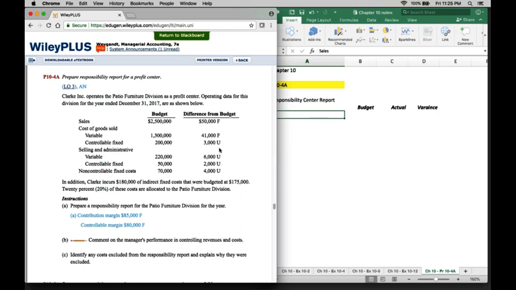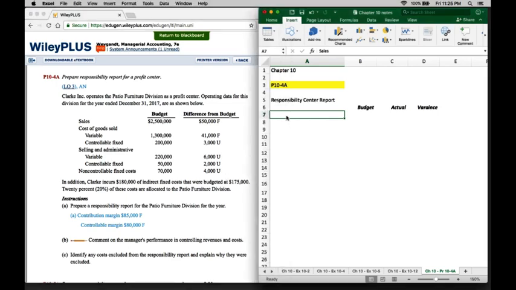So let's first take a step back and see what we're looking at. Anytime you have a profit center, that division is responsible for their sales and all their controllable expenses. You can't hold them responsible for the expenses that they don't control. The non-controllable expenses, the fixed costs typically, are the ones that get allocated to them. They have no control over that, and you shouldn't ding them for that. So let's see how we're going to set up this information.